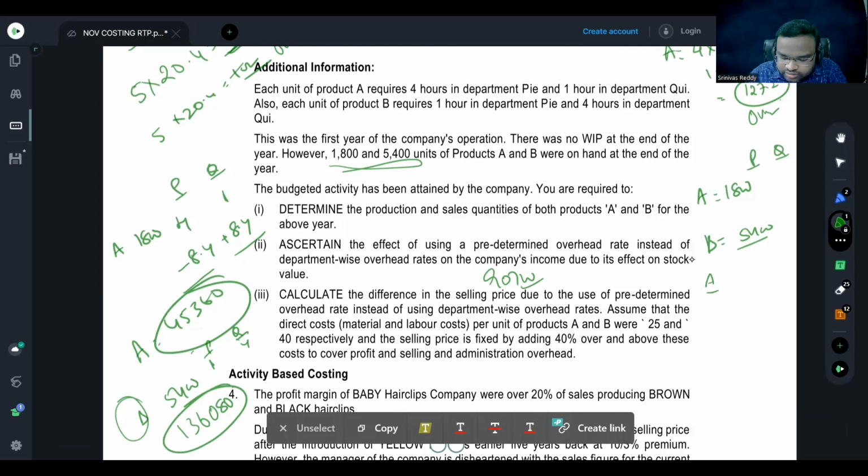What is the cost amount? Material cost at 25 and the department cost. If you see, for A, if it is predetermined, 5 into 20.4, that is 102. And you are adding how much amount? 40% on 127, into 40% margin, 50.8.